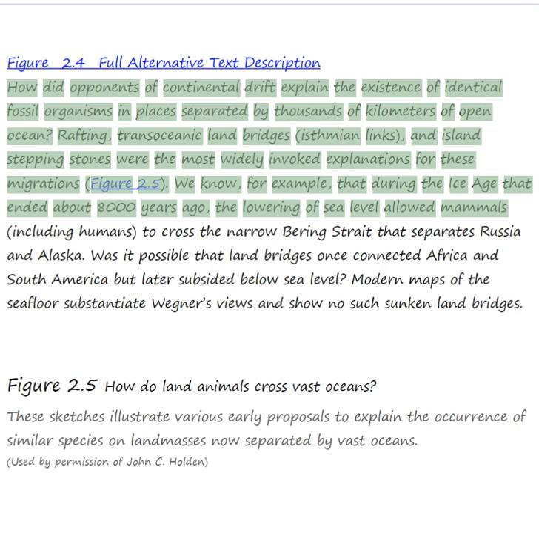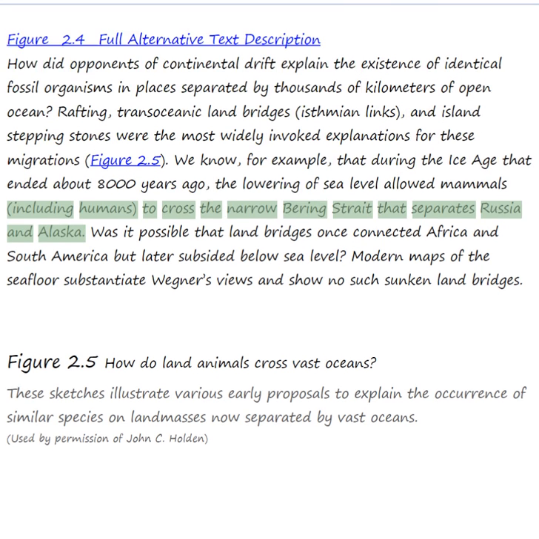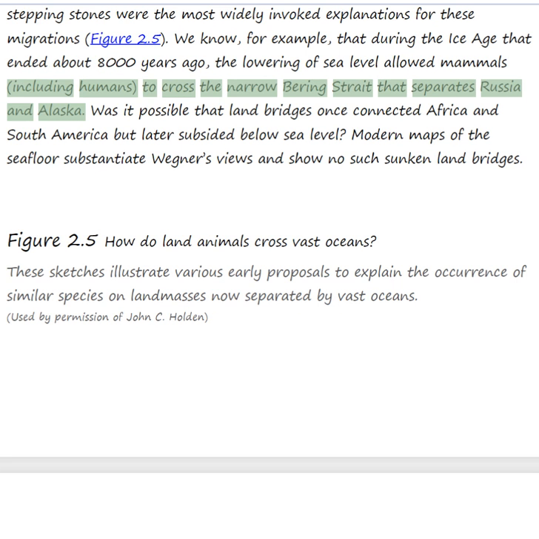How did opponents of continental drift explain the existence of identical fossil organisms in places separated by thousands of kilometers of open ocean? Rafting, transoceanic land bridges, and island stepping stones were the most widely invoked explanations for these migrations. We know, for example, that during the Ice Age that ended about 8,000 years ago, the lowering of sea level allowed mammals to cross the narrow Bering Strait that separates Russia and Alaska.